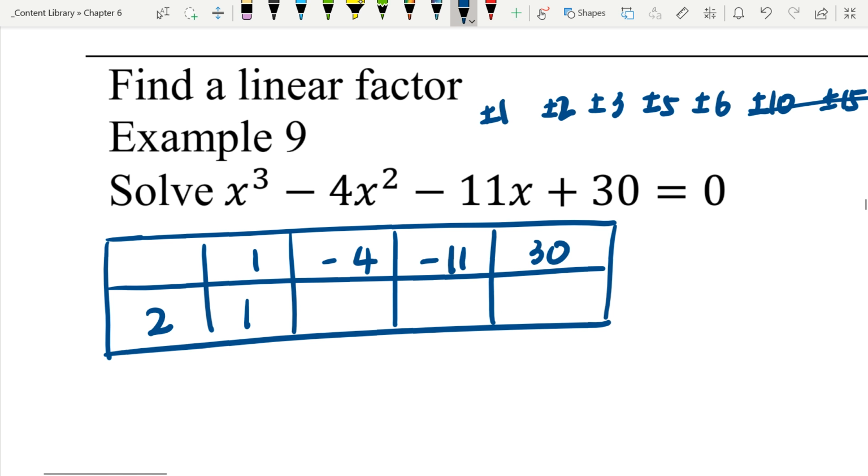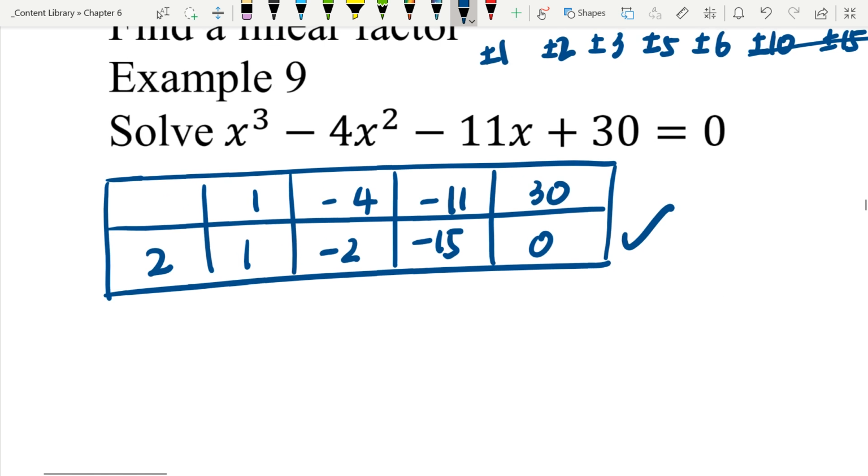So the first one is 1. 1 times 2 is 2. 2 plus minus 4, what's that? Negative 2. Negative 2 times 2 is negative 4. Negative 4 plus negative 11 is negative 15. Negative 15 times 2 is negative 30. Negative 30 plus 30, what's that? 0.